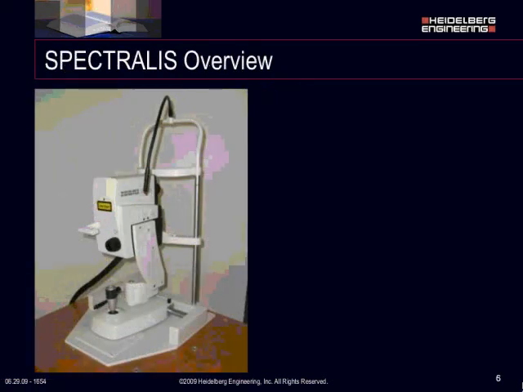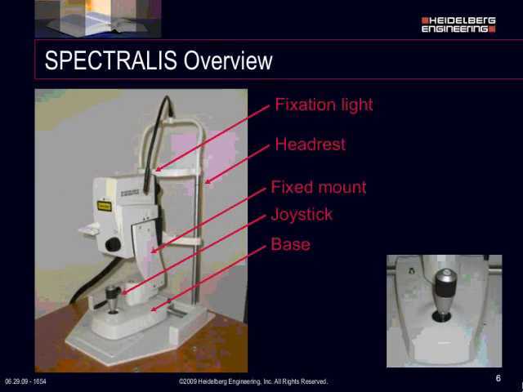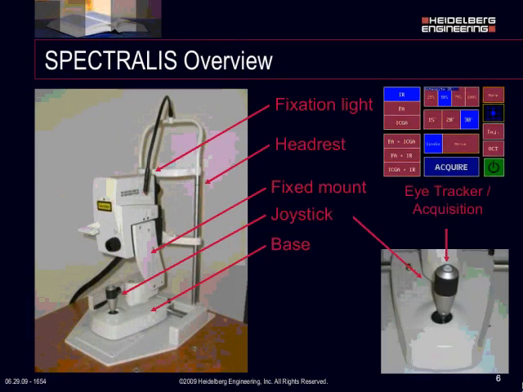A quick SPECTRALIS overview here. This is a new OCT. You'll notice that where it says fixed mount, that part of the optical head is fixed. You cannot tilt or swing it on the SPECTRALIS OCT like you can on the OCT Plus or the HRA OCT. This is a little bit more of a scaled down version of our OCT Plus, and you're just not allowed to move the optical head.